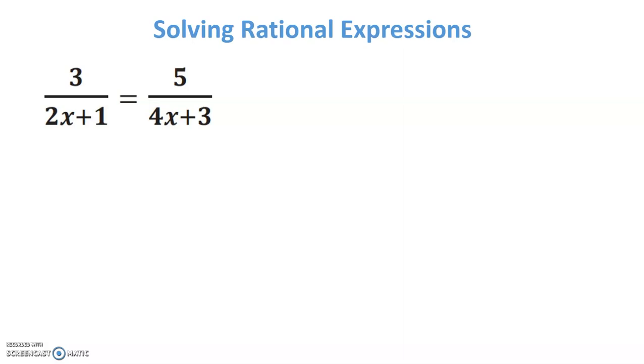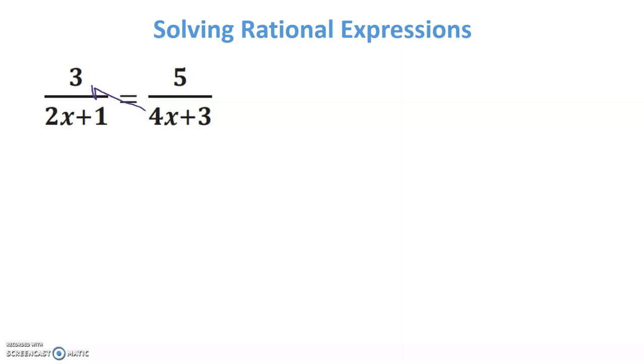We have two rational expressions that are equal to each other, and we want to find out what x is. In order to do that, we need the denominators to be the same, or the numerators, so that we can then equate the numerator or denominator, whichever one we don't have, or we can use cross multiplication. I'm going to use cross multiplication because it's more efficient.